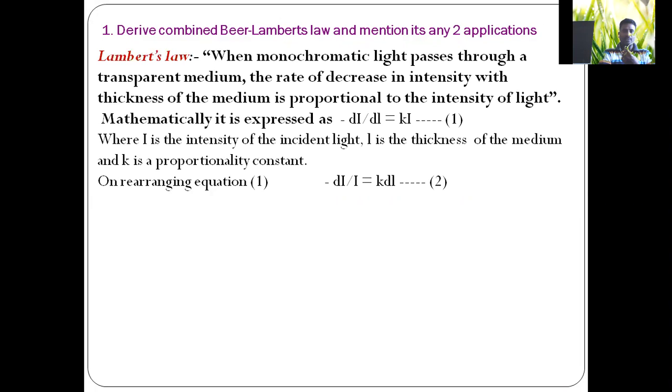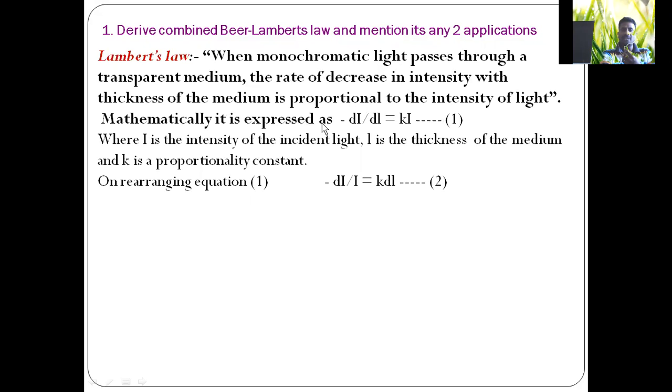So according to Lambert's law, when monochromatic light, which means light having the same wavelength, passes through a transparent medium, the rate of decrease in intensity with thickness of the medium is proportional to the intensity of light.